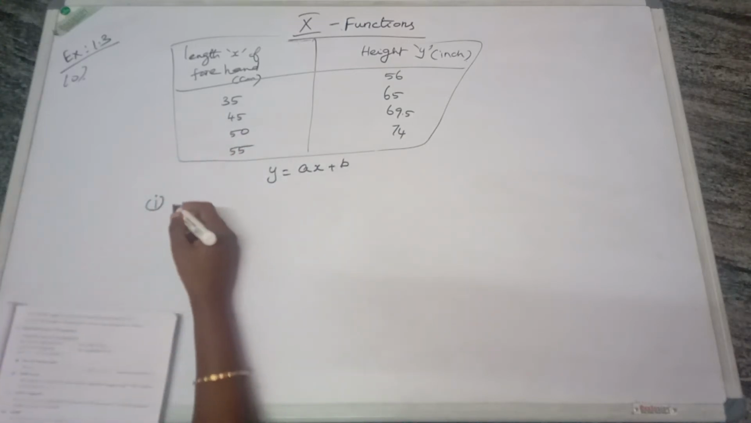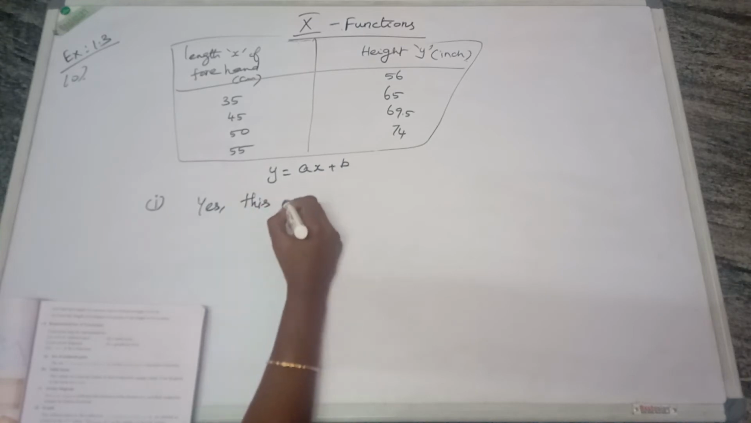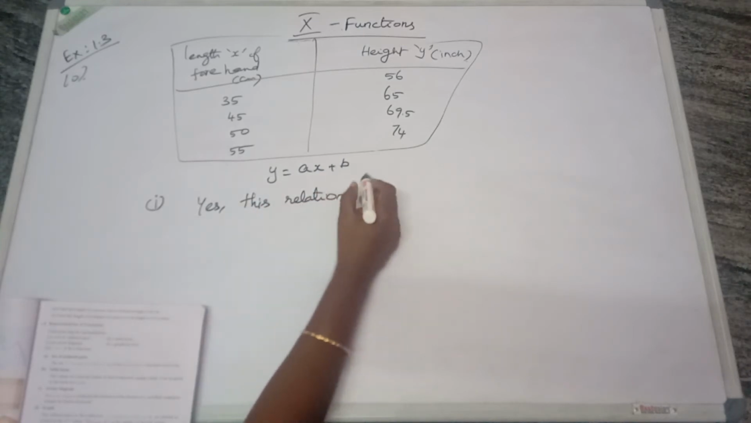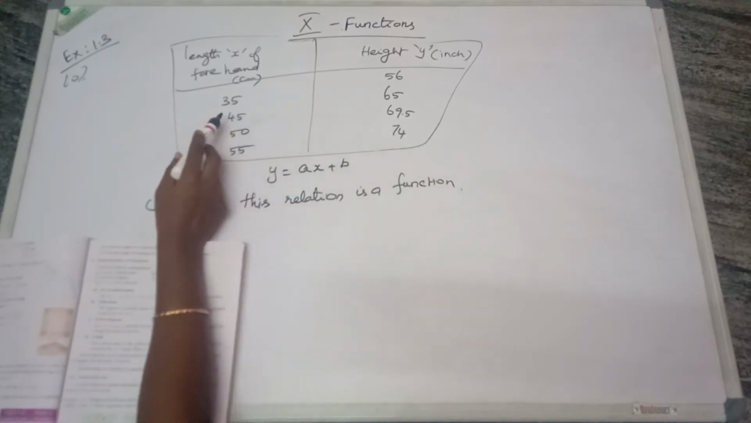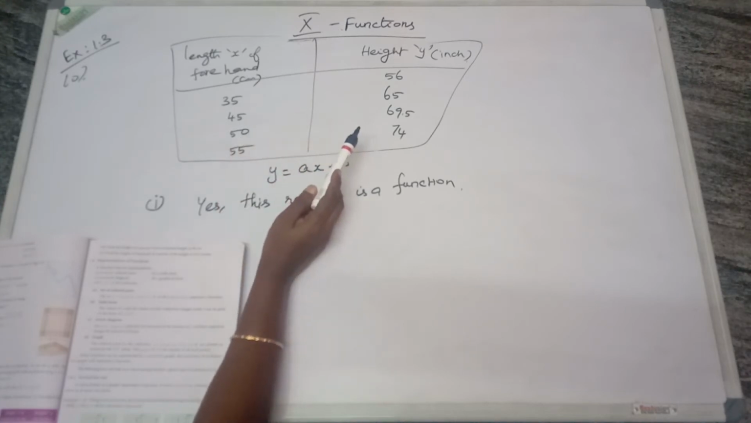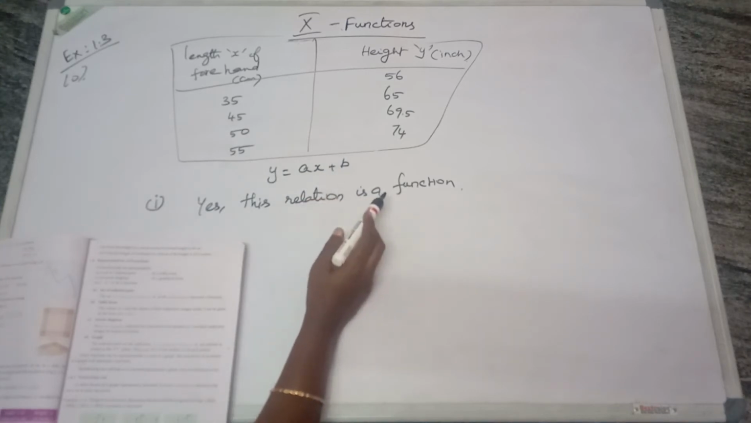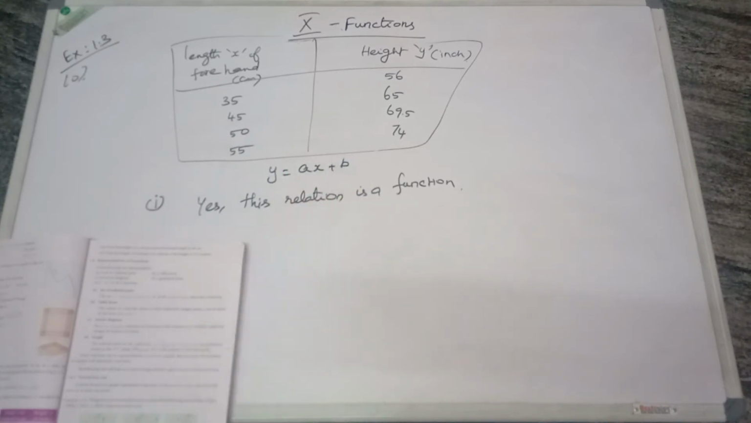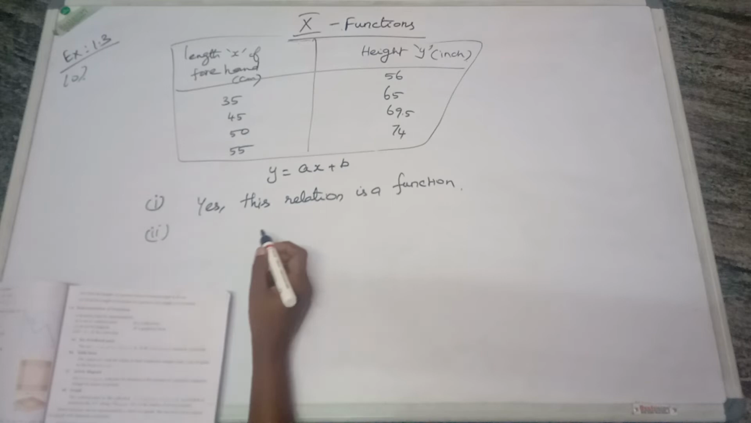Okay, therefore first one is check if this relation is a function. Yes, this relation is a function, because for every element in the domain we have a unique image in the codomain, so that we can say this relation is a function. What is the relation? That is forehand length and the height of the person. Okay, then the second question is find a and b.